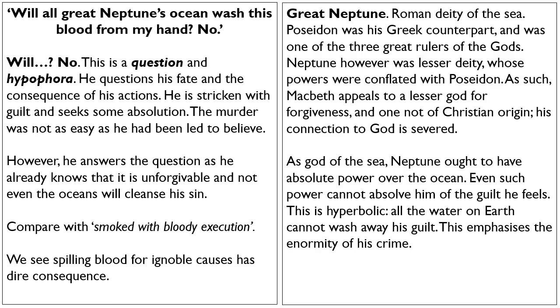God has rejected him, and he's rejected God, and so he cannot get forgiveness, so he needs to ask a different God for forgiveness. However, as God of the sea, Neptune should have complete, absolute power over the ocean. Not even that much power can absolve him of the guilt that he feels. This is incredibly hyperbolic. He's saying all the water on the planet Earth couldn't wash away the guilt of this crime, the blood on his hands being a metaphor for that guilt. And this emphasizes how enormous his crime is.